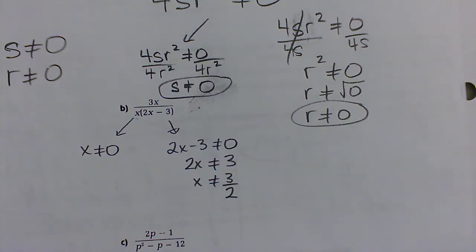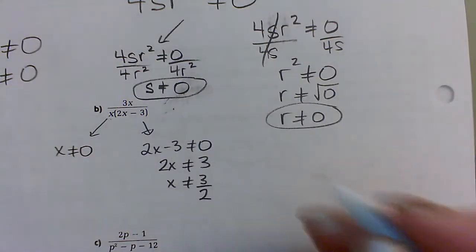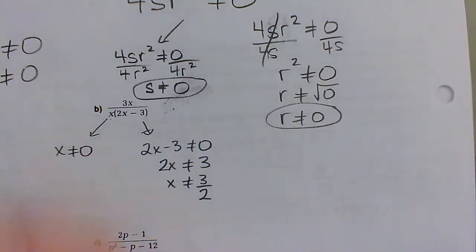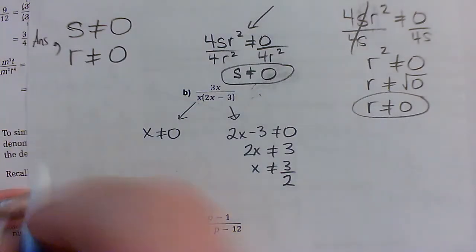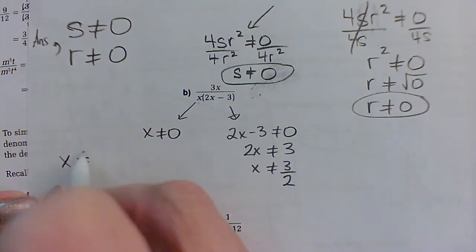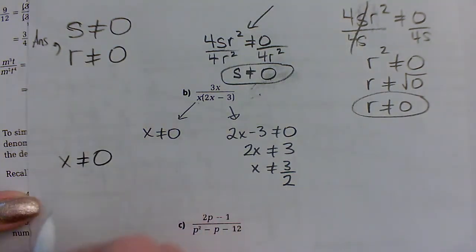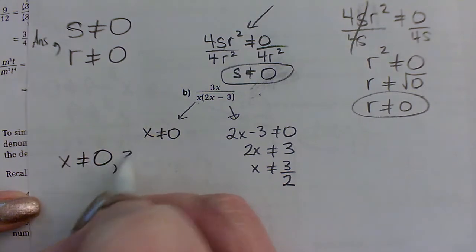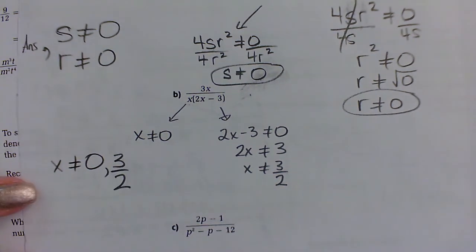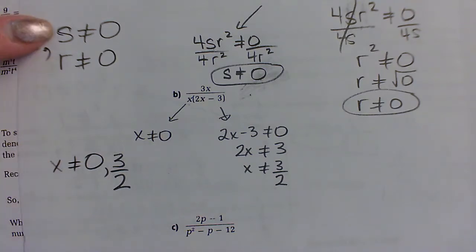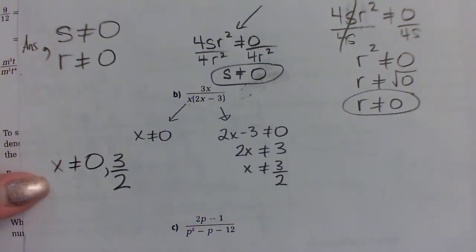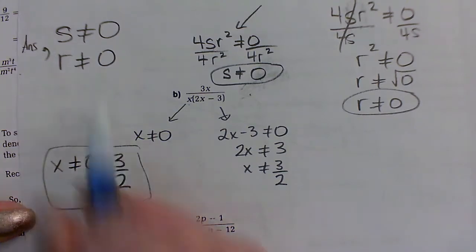So I'm going to write my answer. All right, x cannot equal 0 or 3 over 2. I can write it like this, as a list, this time because I'm using the same variable, whereas for this one I had to write it as 2 separate things. But I can do that.